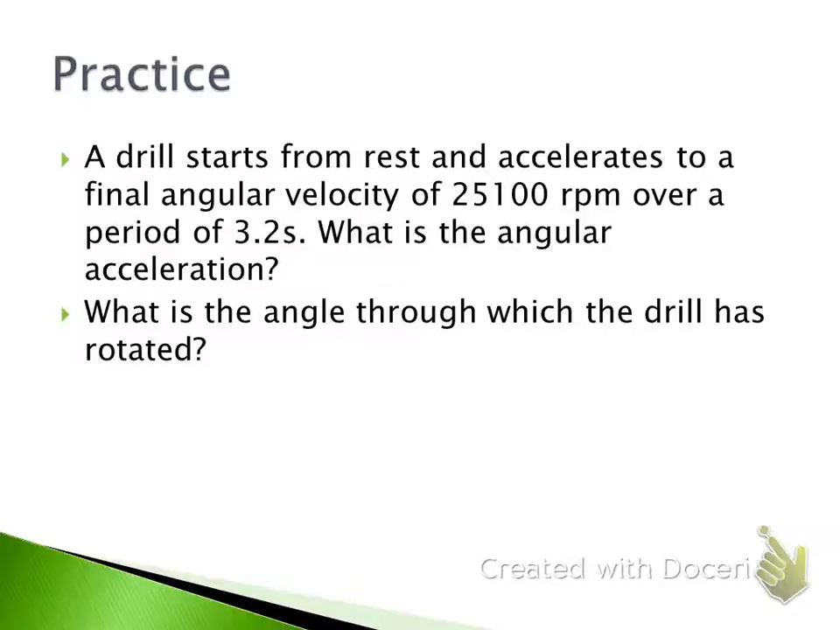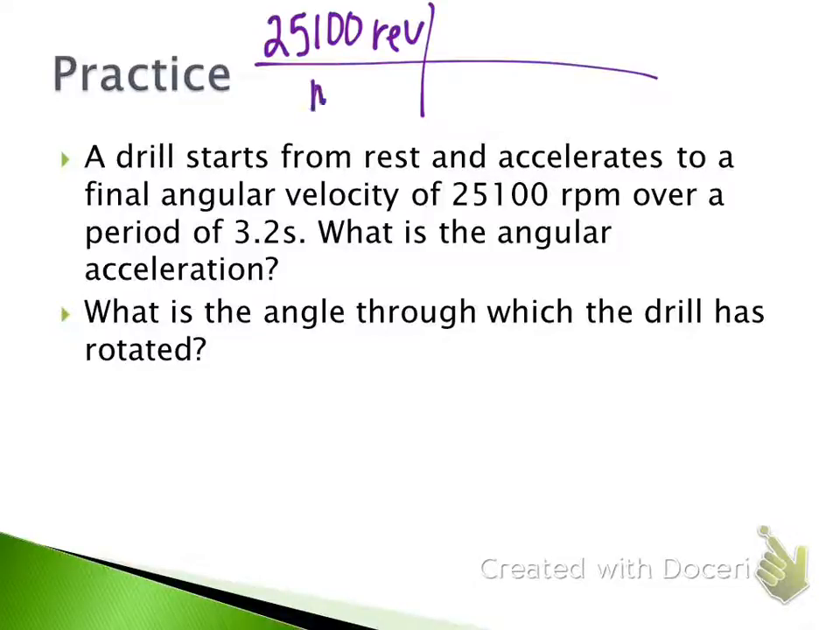Drill starts from rest and accelerates to a final angular velocity of 25,100 RPMs over a period of 3.2 seconds. What's our angular acceleration here? Something hopefully here should jump out at us in terms of units. RPMs, good. Okay, so let's go ahead and convert here 25,100 RPMs. Revolutions per minute.